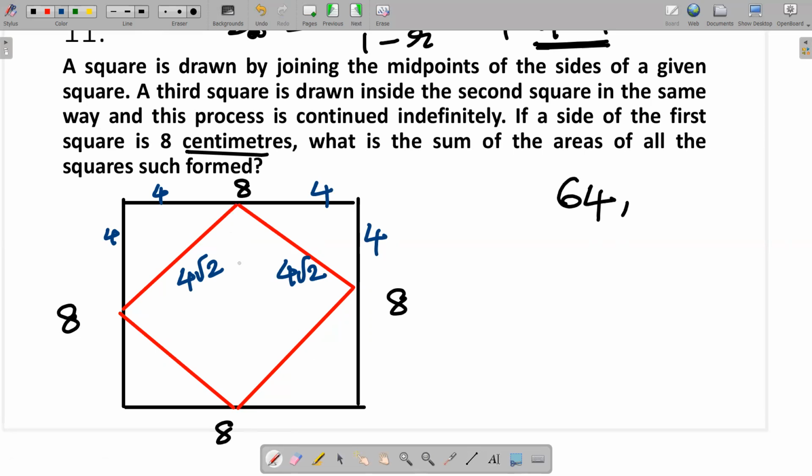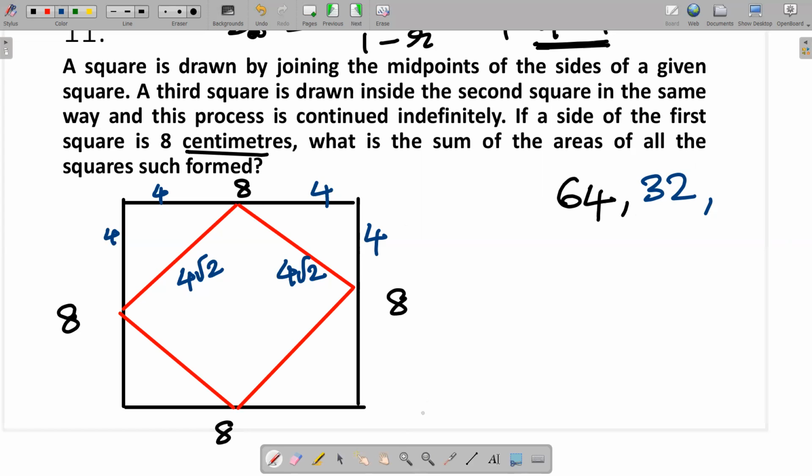So can you tell me what will be the area of the square that I have drawn inside? That will be 4 root 2 into 4 root 2. That is 4 into 4, 16, and 16 into 2 is equal to 32. Got it? So you can see that the area has actually got halved in this case. From 64, it has become 32.